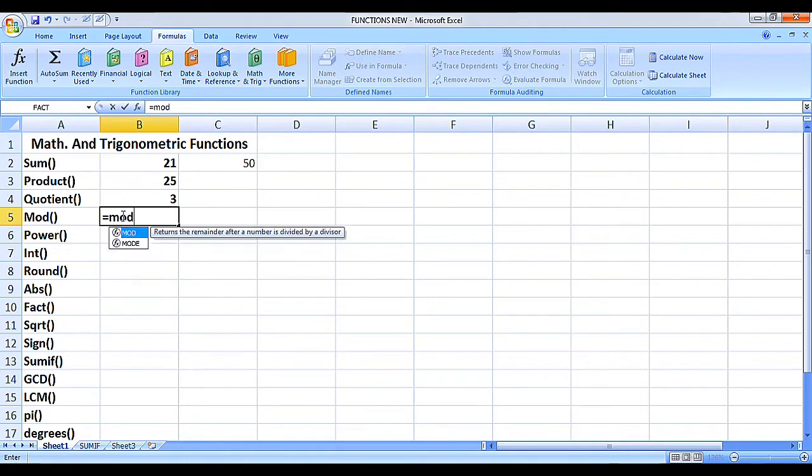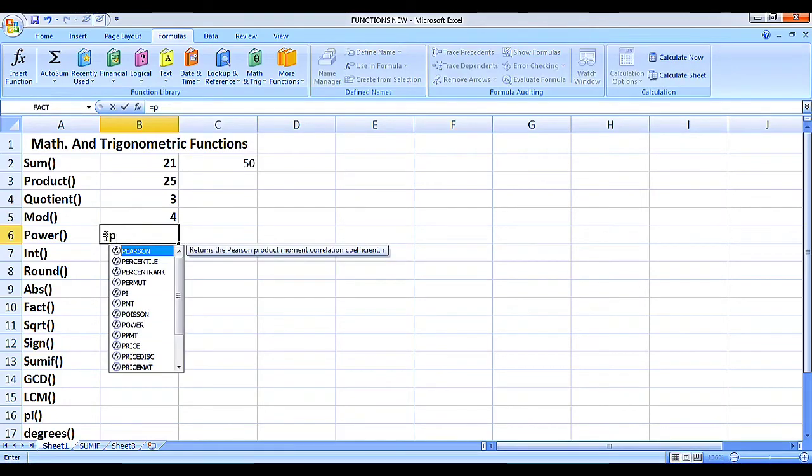Next one is the MOD function. This function returns the remainder after a number is divided by a divisor. QUOTIENT function returns the quotient, whereas MOD function returns the remainder. Here we know when you divide 25 by 7, 7 3s are 21. So the quotient is 3 and the remainder is 4. So the result is 4. The sign of the result is the same as the second argument, that is the divisor.